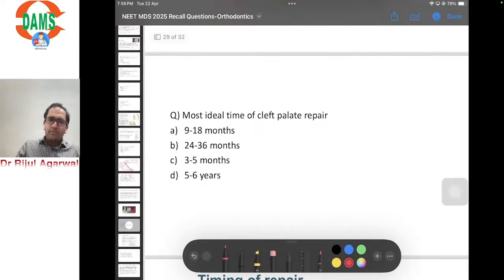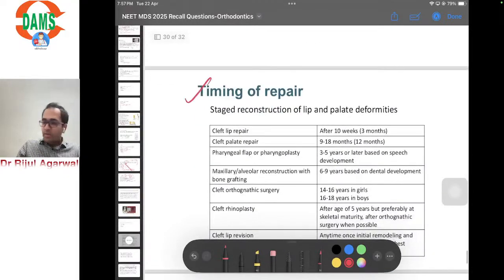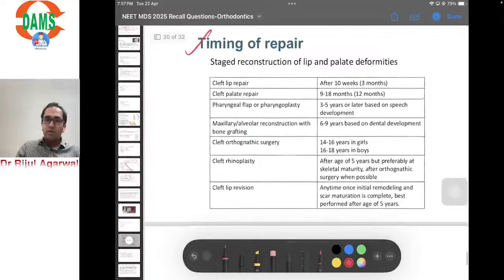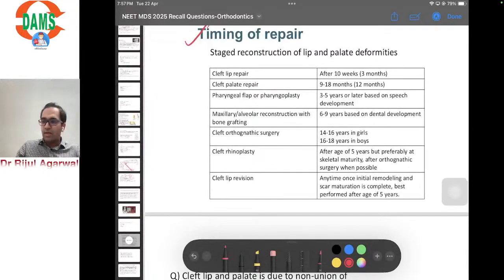Okay, another very easy question: the most ideal time of cleft palate repair. We have a complete flow chart of timing of repair. We have discussed this in class n number of times.